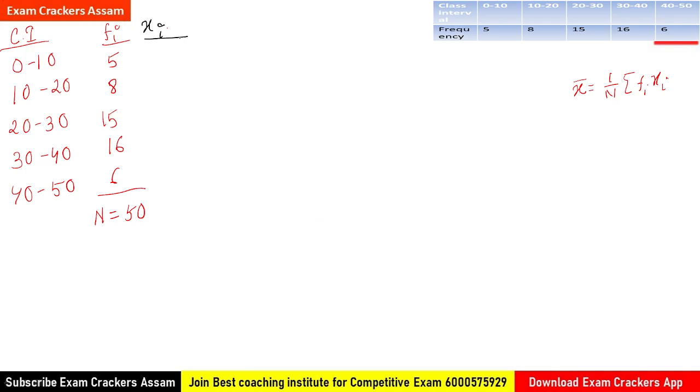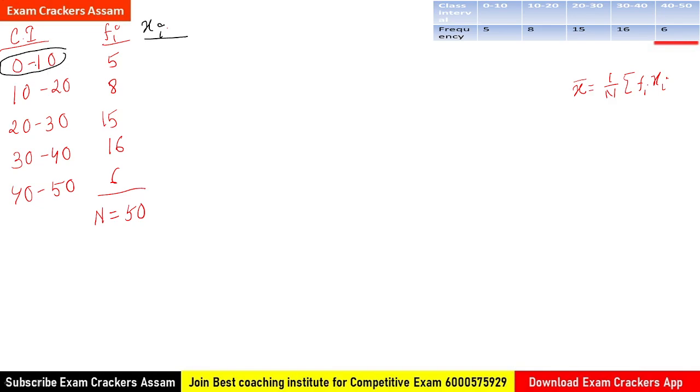xi. Okay. So how to calculate or find out this xi? See, the class interval is given, right? So for the first class interval, what will the corresponding x1 be? Any value ranging between 0 to 10. So now we don't know what the value will be, right?